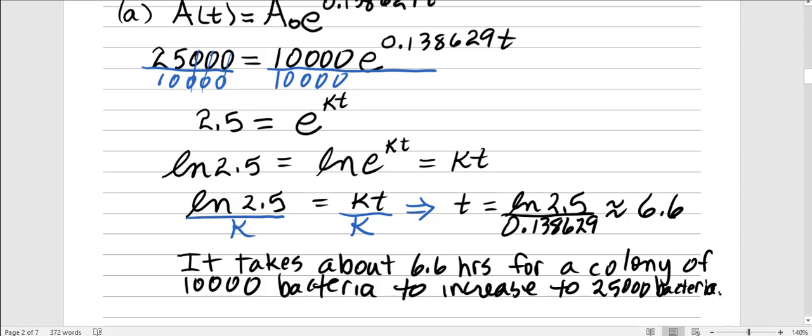And the thing is, we know that makes sense because we were told in Part A it takes 5 hours for it to double. So we know 25,000 is 2.5 times 10,000. So we know that we need to get something greater than 5. We know that we're more than doubling this. So we have a sense that this is a reasonable answer. So that's problem 1.